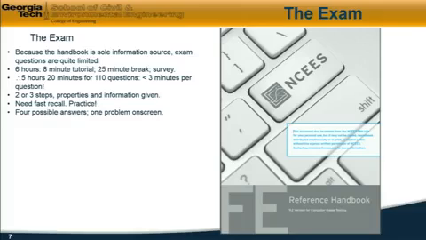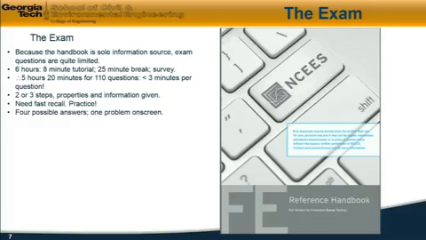Because the handbook is the sole information source, the exam questions are quite limited. As I mentioned, there's 6 hours available. However, 8 minutes of that is given up initially to a tutorial. There's a maximum of a 25-minute break and a brief survey at the end. So, in fact, there are only 5 hours and 20 minutes of exam time for 110 questions. In other words, there's less than 3 minutes per question.